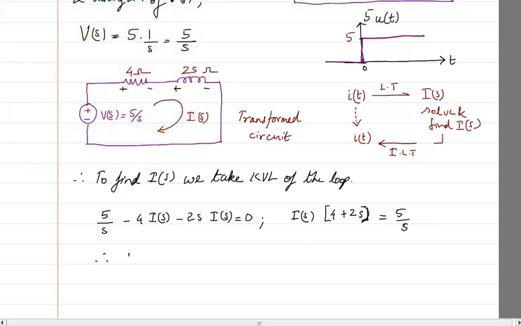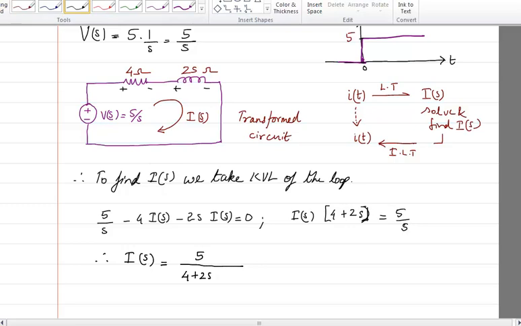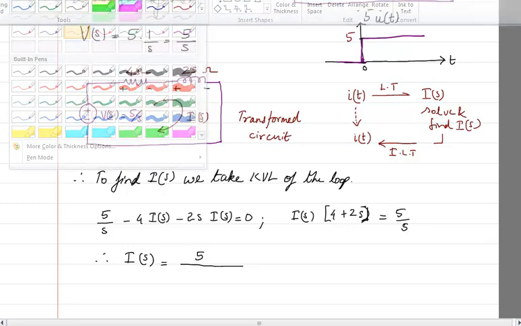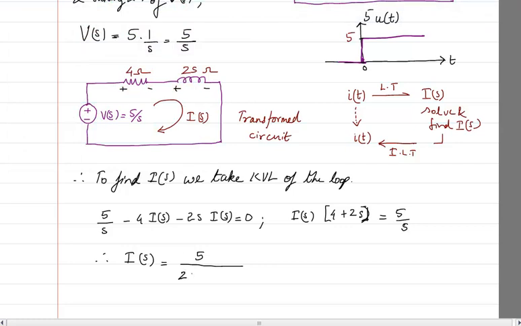Therefore I of S is equal to 5 divided by 2S plus 4. That is the reason why I write it like that, I'll tell you. I will write first 2S, whatever is the S component, and then plus 4, into what is already remaining there is S. Okay.